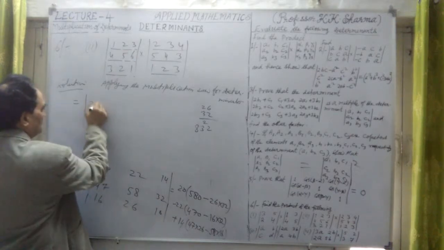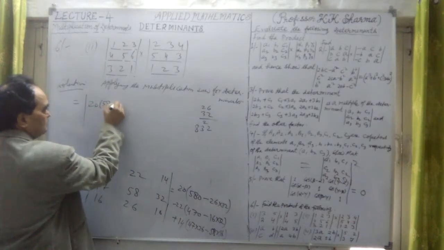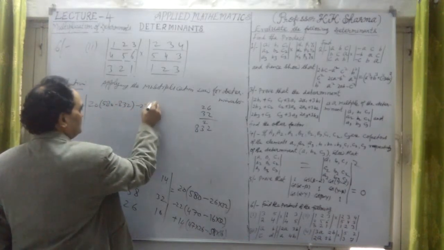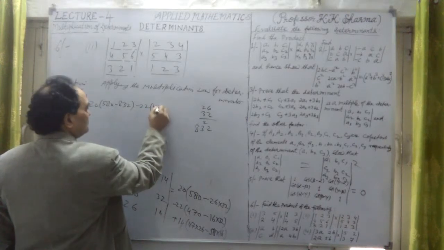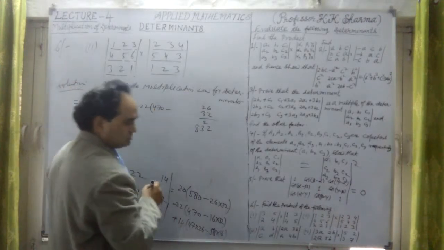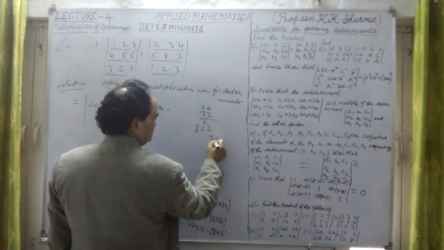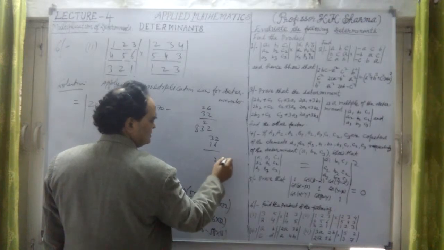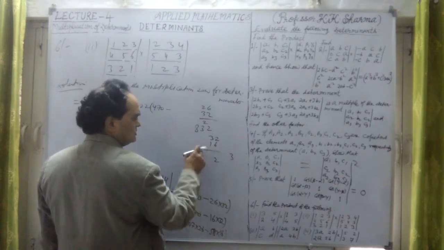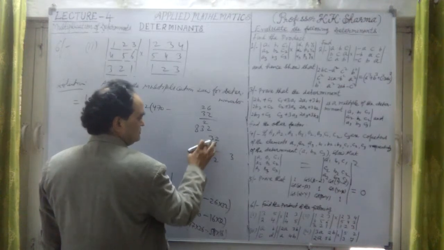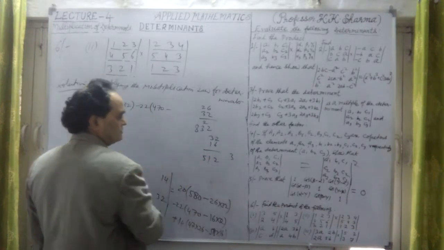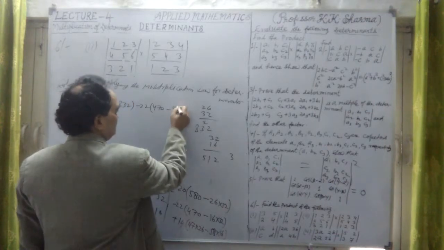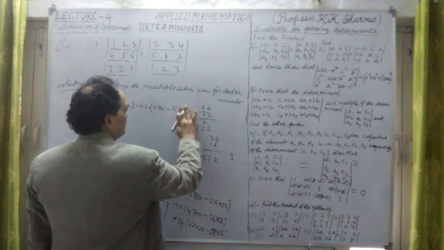Will give us 20 into 580 minus 834 and minus 22 into 470 minus 16 into 32. 16 into 32, that multiplies. Sorry, 3 carry, 32 into 3 carry. 16 into 32, 16 to the 48 and 3, 51. 512. This is 510 and 12.